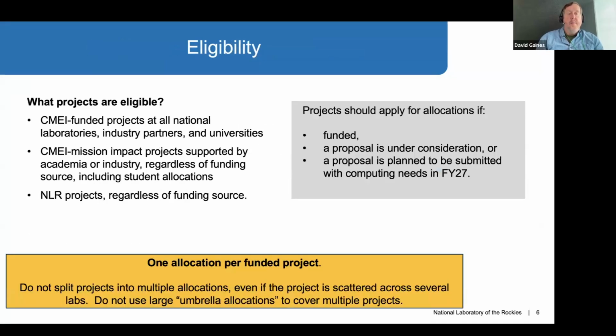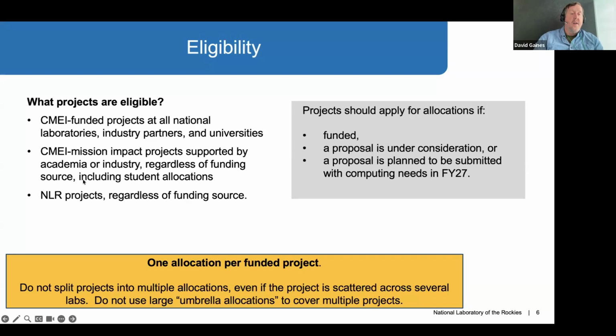Eligibility. There are really 2 buckets of eligibility. The first one is NLR projects. So any NLR project, regardless of funding source, is eligible for an allocation, and this falls into that 15% bucket. The other tranche is the CMEI bucket, and that has really 2 ways to be granted a project. One is if they're funded by CMEI at really any location, national lab, industry partners, universities, things like that. They would all be eligible for an allocation.